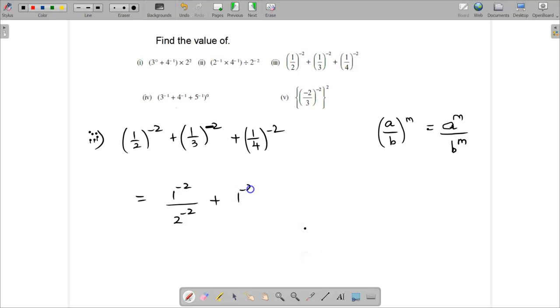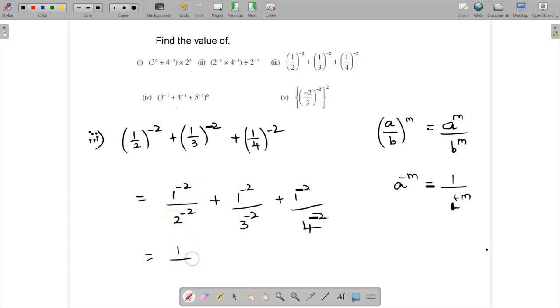So how can we write? 1^-2 divided by 3^-2 plus 1^-2 divided by 4^-2. Once we have done that, in all the terms, both in the numerator and denominator, the power is minus. So we need to convert the negative power to positive power. Again the same rule: a^-m we can write as 1 by a^m. Using that rule, whatever you have in the numerator, just bring that to the denominator, so that the negative power will become positive power.